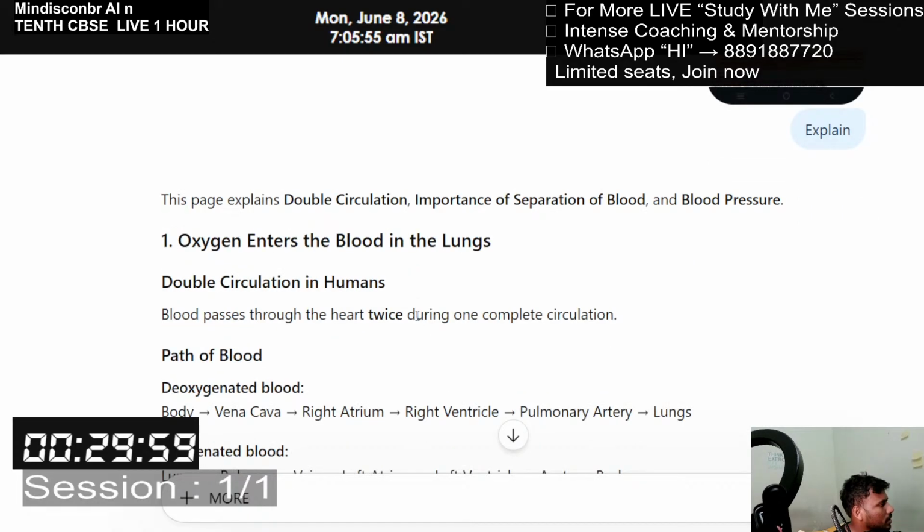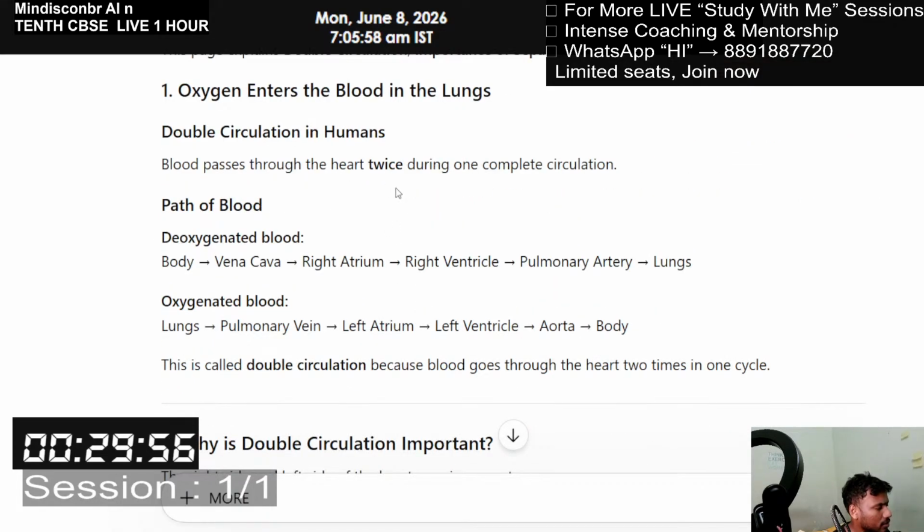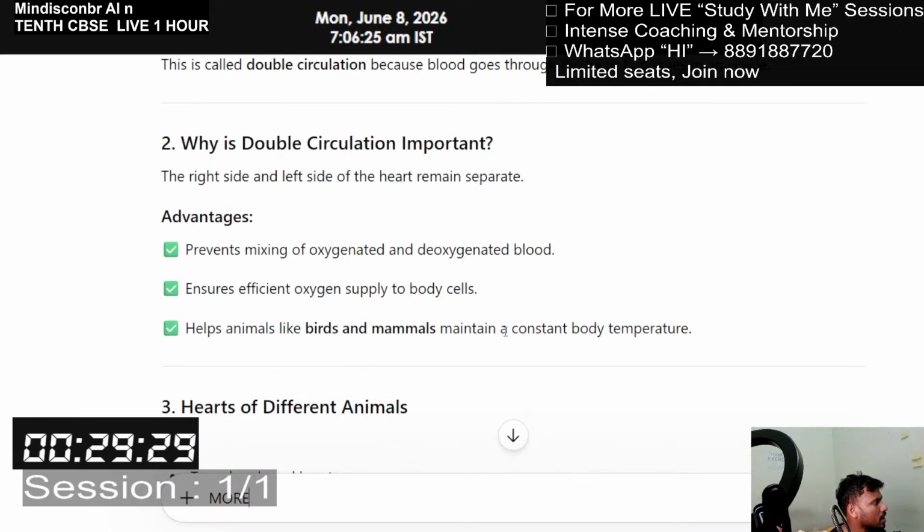What is double circulation? Blood passes through the heart twice during one complete circulation. Deoxygenated blood path is body to vena cava to right atrium to right ventricle to pulmonary artery to lungs, and oxygenated blood from lungs to pulmonary vein to left atrium to left ventricle to aorta to body. This is called double circulation because blood goes through the heart two times in one cycle.